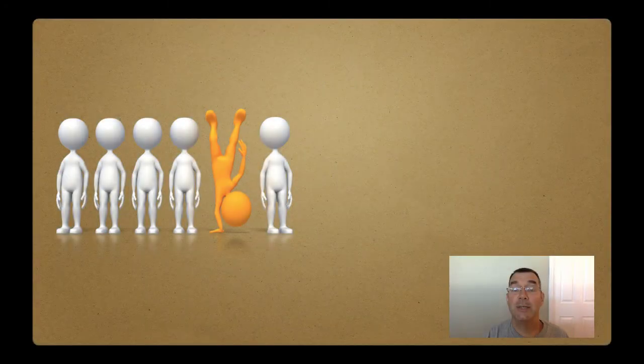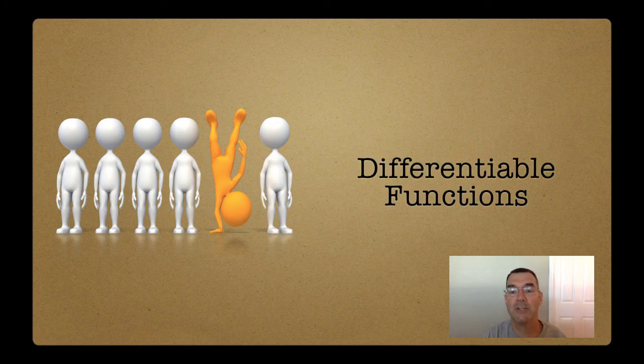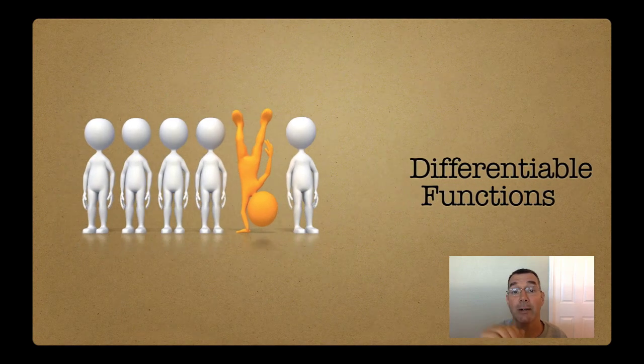Hello again. We're continuing our discussion of limits of functions. We talked about determining whether a function is continuous or not. Now we're going to talk about whether a function is differentiable or not. Basically, whether the derivative exists everywhere, not just the function.